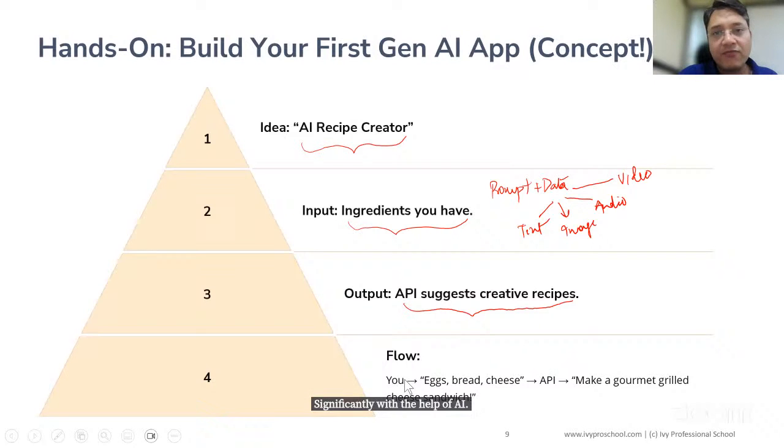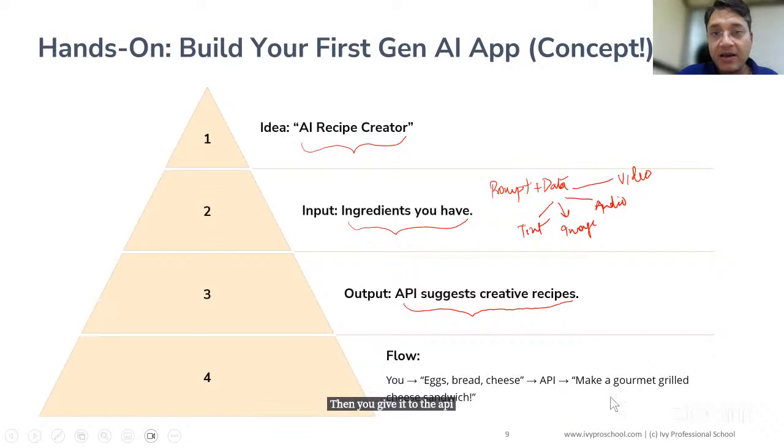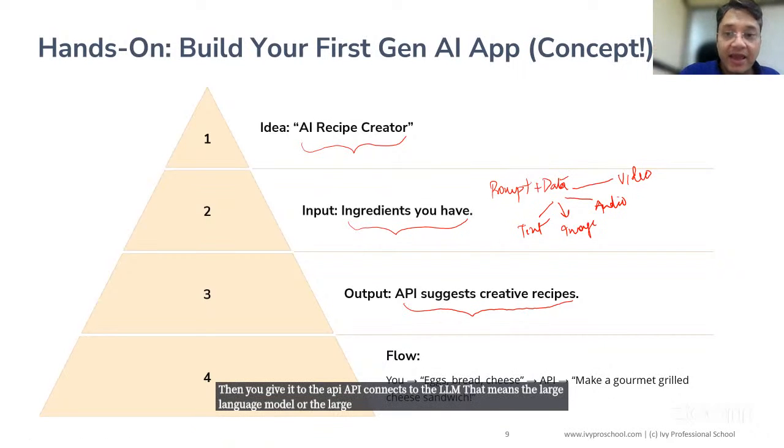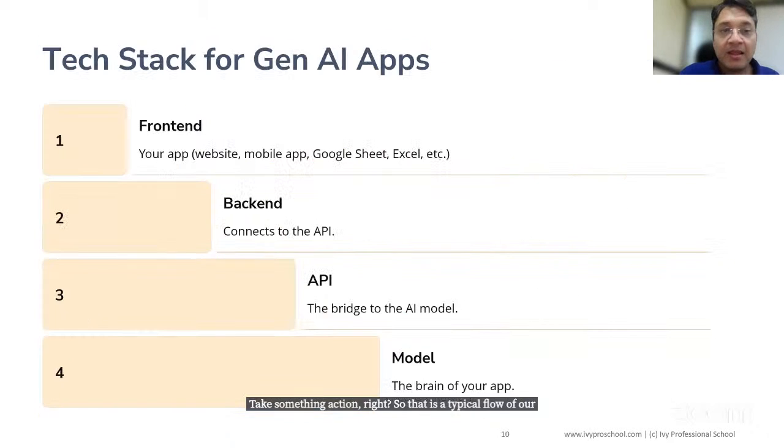So the typical flow is very simple. You provide the ingredients, the prompt and the data. Then you give it to the API. The API connects to the LLM, that means the large language model or the large image model, or basically the artificial intelligence model, and it gets a response back and gives it back to the user, or maybe takes an action. So that is a typical flow of how these are built.